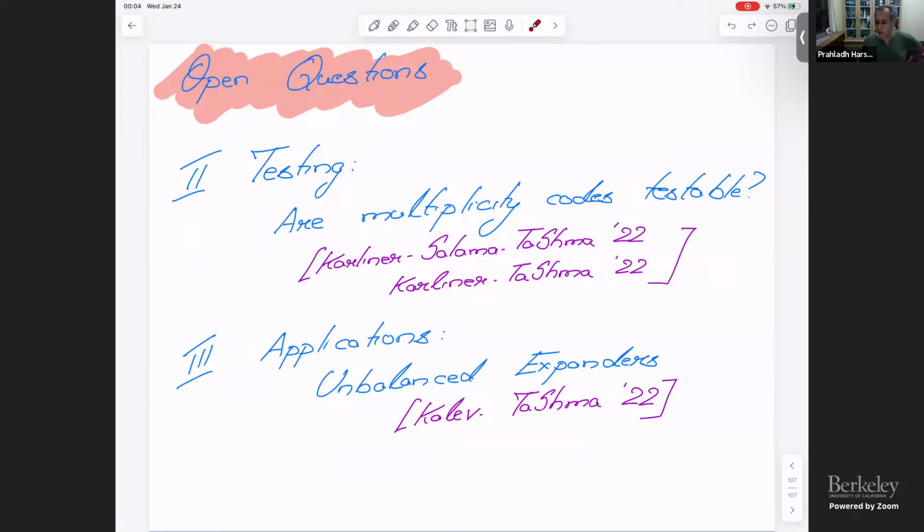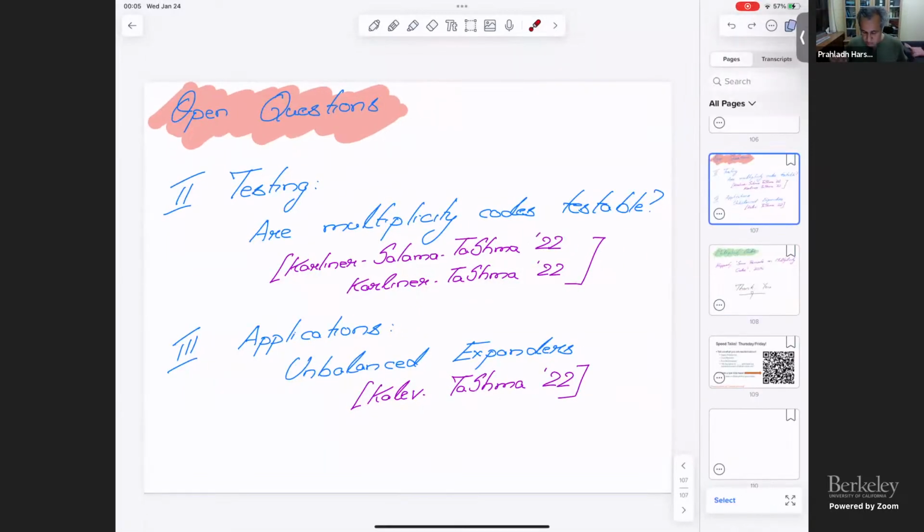Could then ask, are there other applications? Reed-Muller and Reed-Solomon codes have a zillion applications in coding theory, and are there applications elsewhere in theoretical computer science? Do multivariate and univariate multiplicity codes have applications? Recently, Tashma and Amnon have been working on multiplicity codes quite a lot in the last couple of years. In joint work with Kalev, he shows that you can build unbalanced expanders, and in particular, recover the result of Guruswami, Umans, and Vadhan from univariate multiplicity codes. It'll be interesting to get more results.